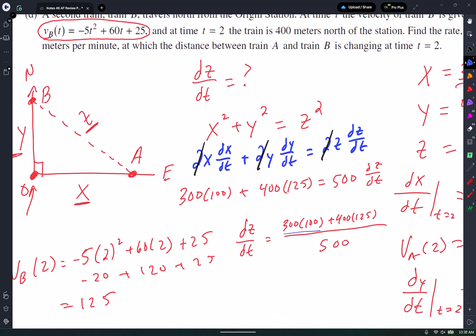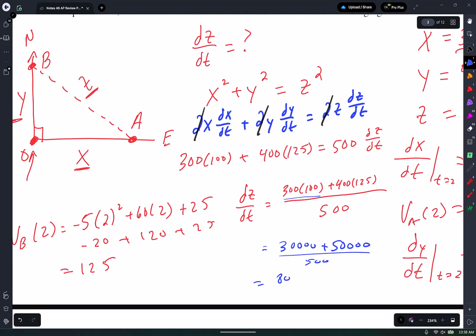300 times 100. What's that? 30,000. 400 times 125. 50,000. I had to do it with coins. $1.25 times 4. So 1, 2, 3, 4, and then 5. All divided by 500. Okay, I think we can do that. What's 30,000 plus 50,000? 80,000 over 500. How many times does 5 go into 80?